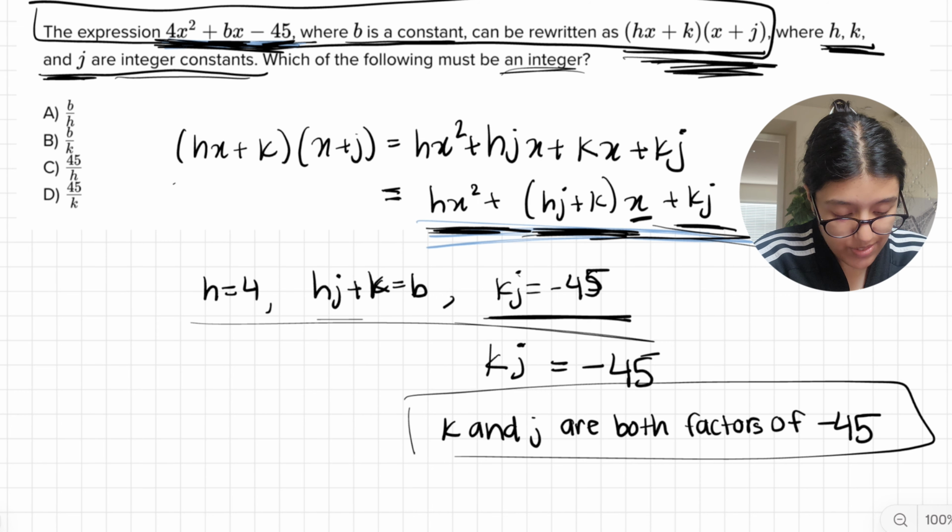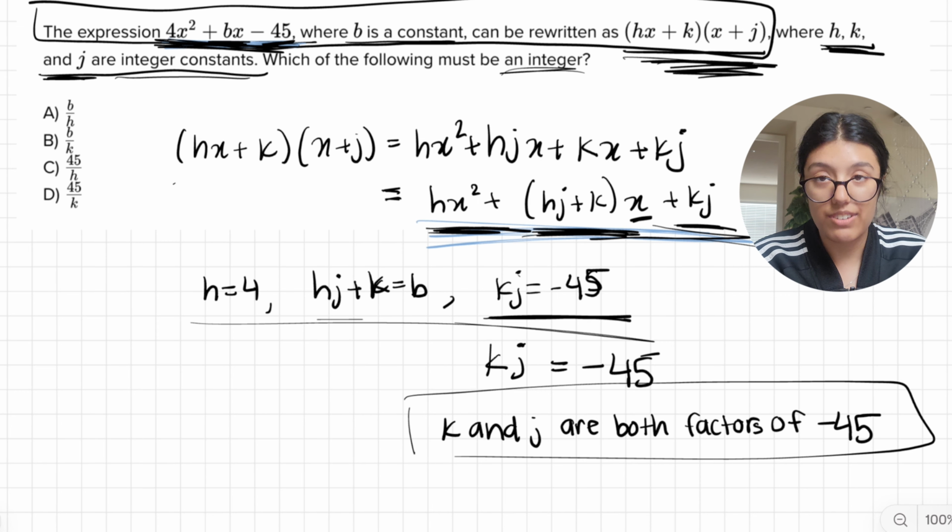Next, we have 45 over h. Well, we already know the value of h. 45 divided by h, aka 45 divided by 4. That's not an integer value. Which leaves us with our last one, 45 over k. 45 over k, that is the correct answer.